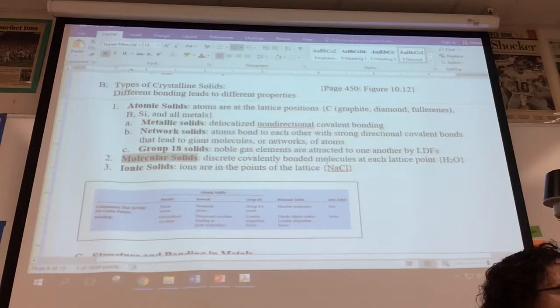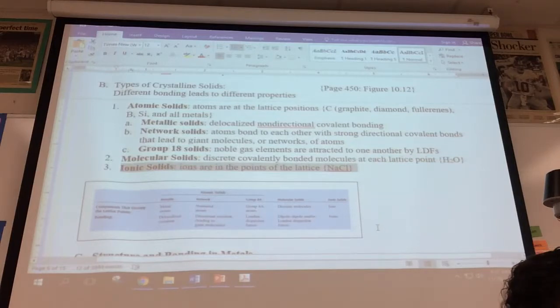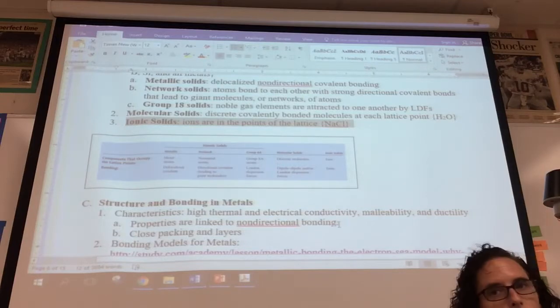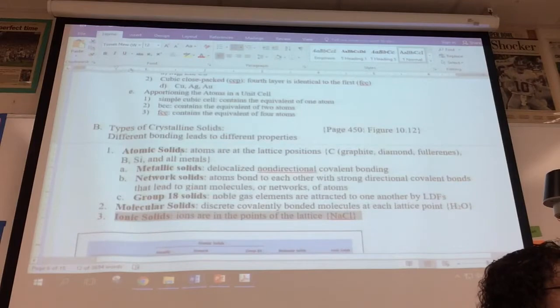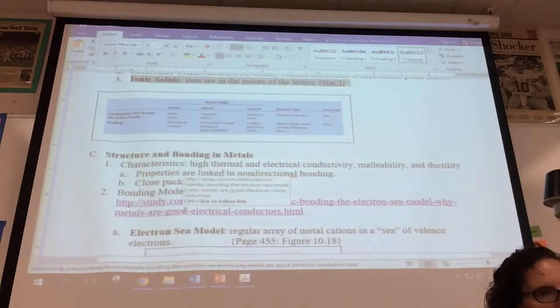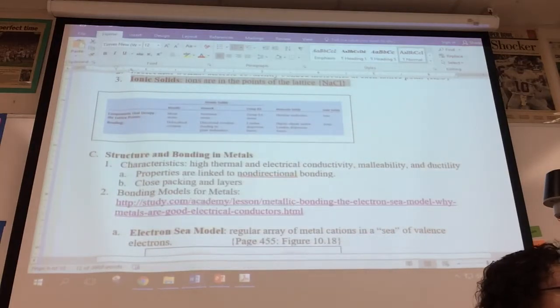Molecular solids are another type. Here you're going to have a molecule at the lattice position. We saw that with ice, so you'd have water at the lattice position. Ionic solids are where you have ions at the lattice position. And that comparison is shown here between atomic, molecular, and ionic solids. Don't get confused with group 8A, that is group 18. That's an older nomenclature. So we've got atomic, molecular, and ionic, and we're going to take it one by one here. And at the end in your notes, I have a big chart that puts everything together for you.